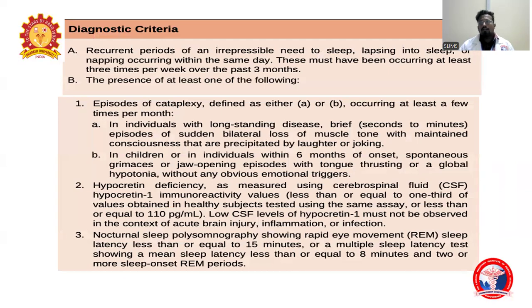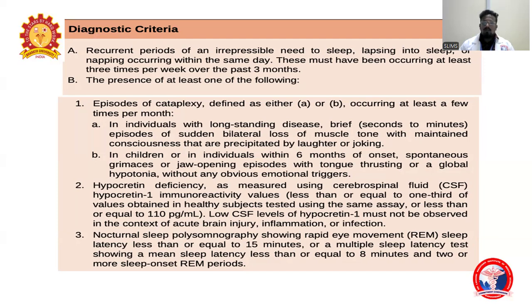So the diagnostic criteria: recurrent periods of irrepressible need to sleep, lapsing into sleep or napping within the same day. Multiple times they will lapse into sleep, lasting 15 to 30 minutes, occurring at least 3 times per week over the past 3 months. And the presence of at least one of the following: episodes of cataplexy, defined as either A or B, occurring at least a few times per month.